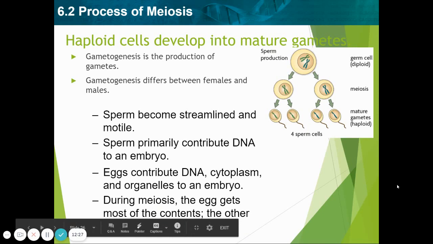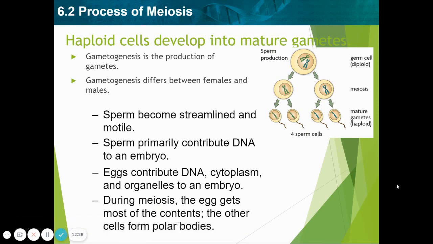Now, the last part of this is I just want to throw some terms out here for you. So the process of the cell division is meiosis. That's the process of cell division. Now, when we're talking about production of the cells themselves, what we get out of it, you might hear this process referred to as gametogenesis.